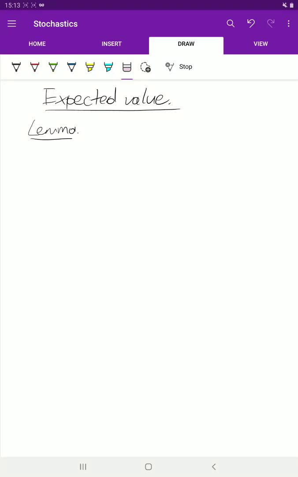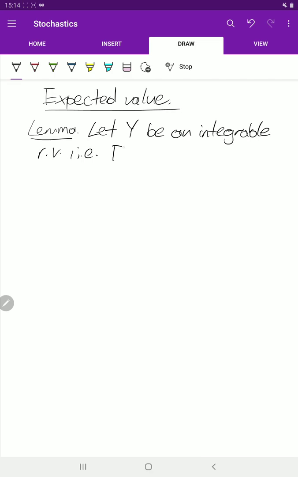Hey, in this video we'll see a little bit about the expected value of a random variable. Namely, we will see the following lemma. We assume we have an integrable random variable Y, and this means the expectation of the modulus of Y is finite. Furthermore, we assume that Y is at least 0 almost surely, which means that we wouldn't have needed the modulus here.